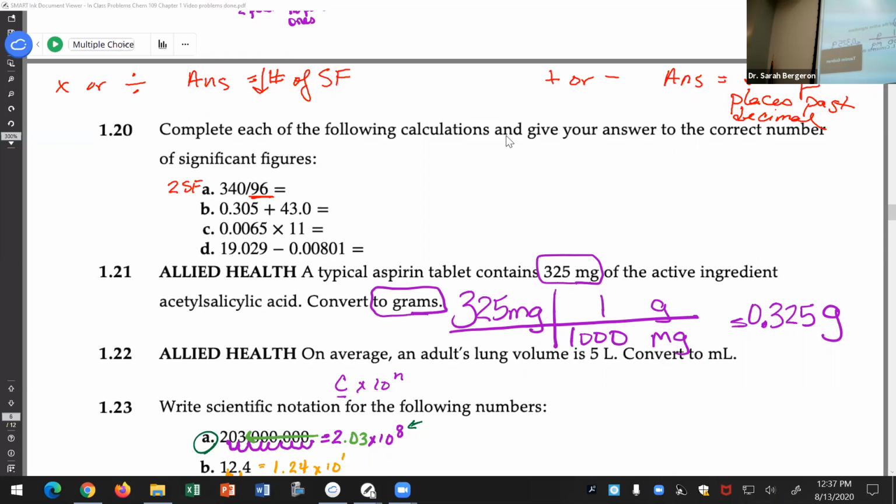You should bring a calculator to class. You'll need it. If you just stuck it in your calculator, read me what your calculator would say. Somebody. 3.5416. You get 3 point what? Just 3.4?